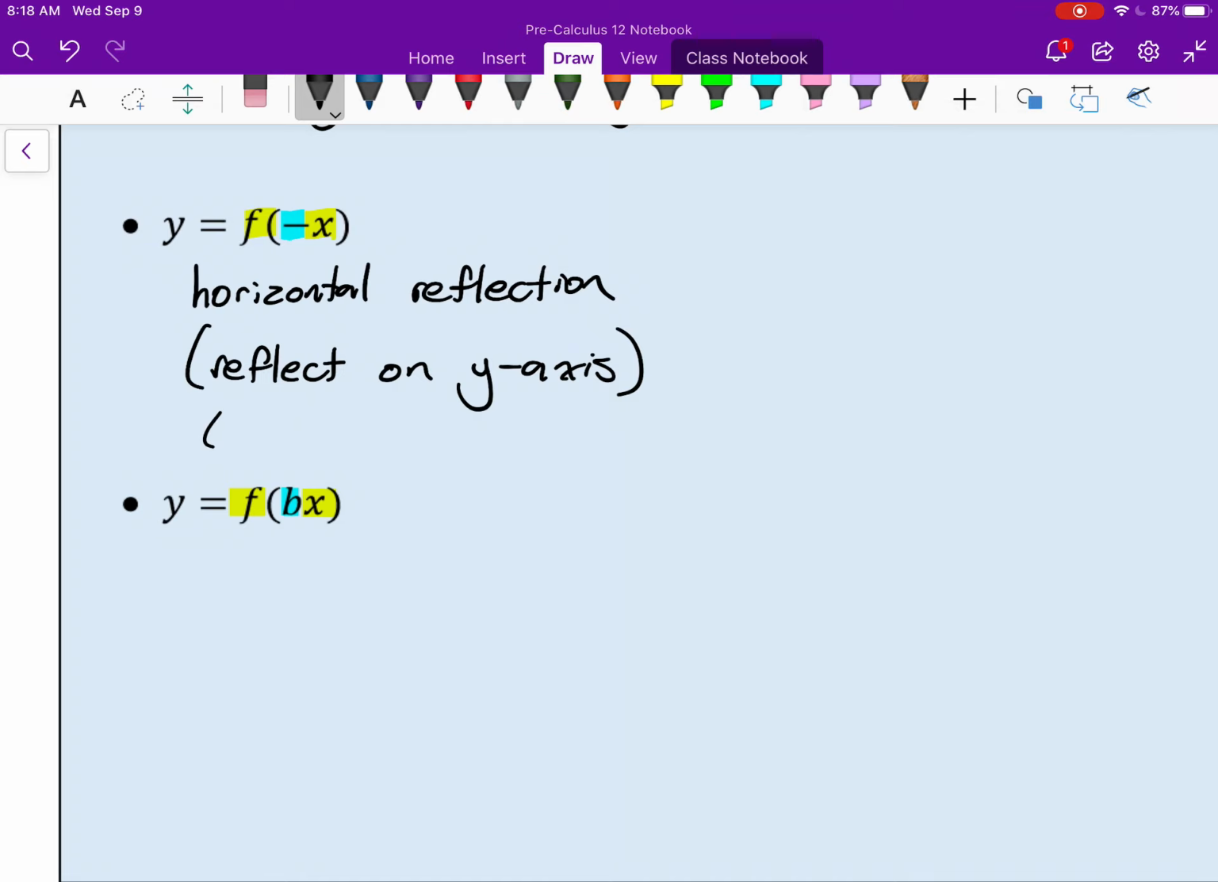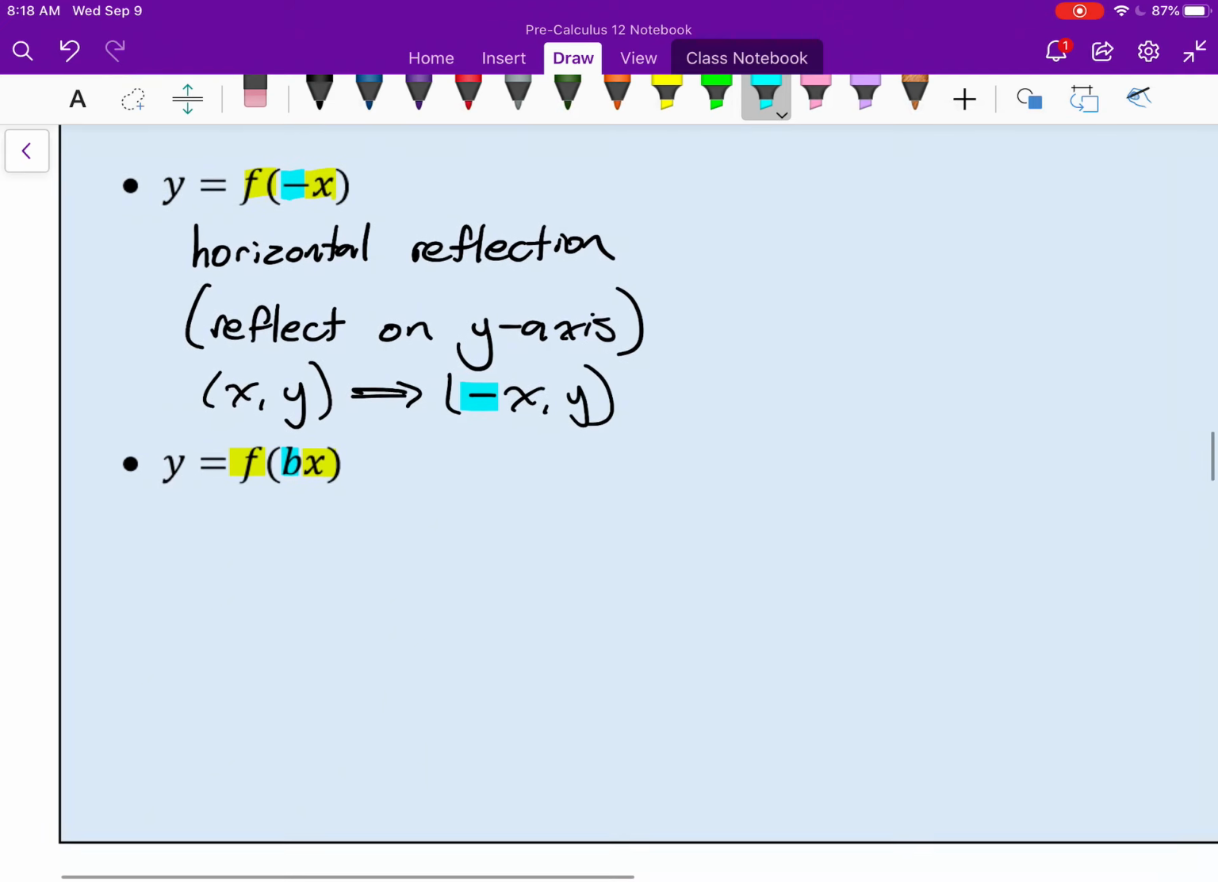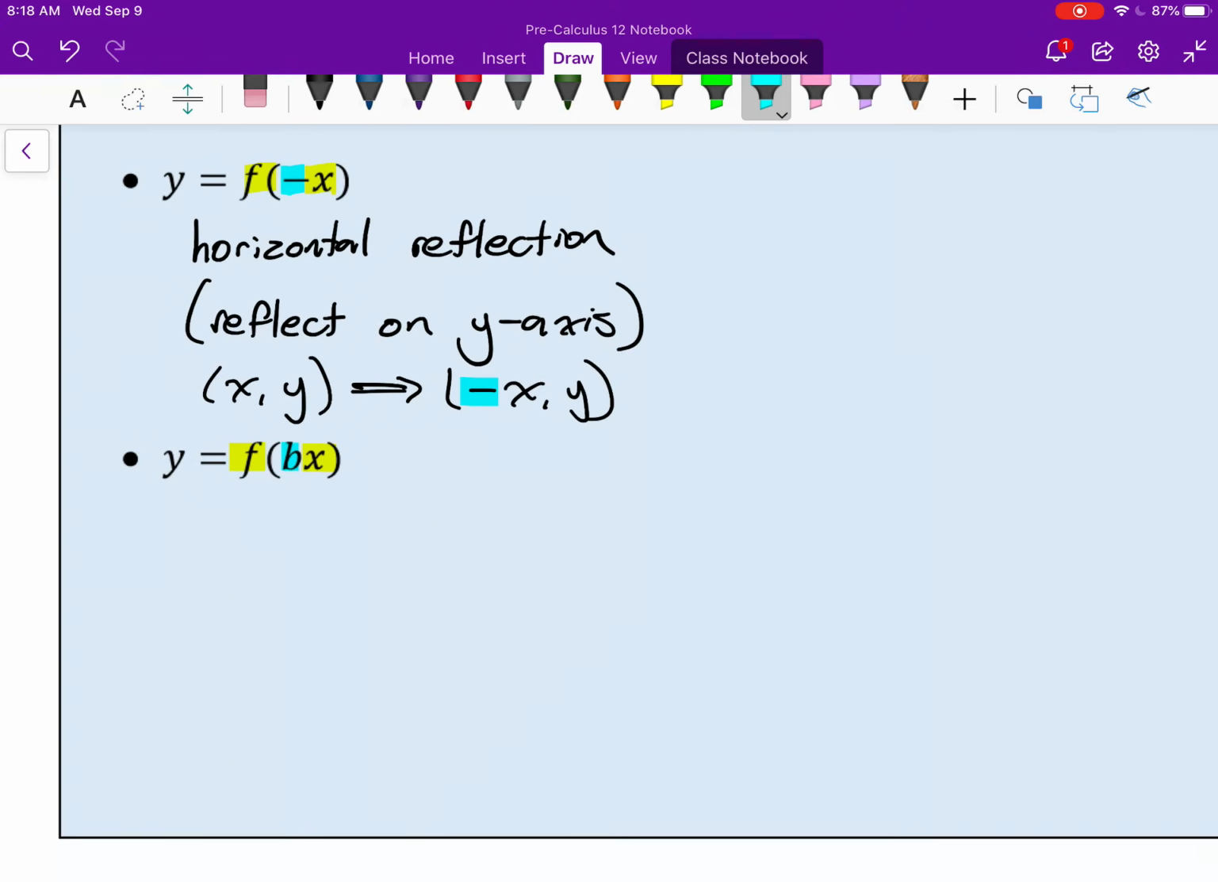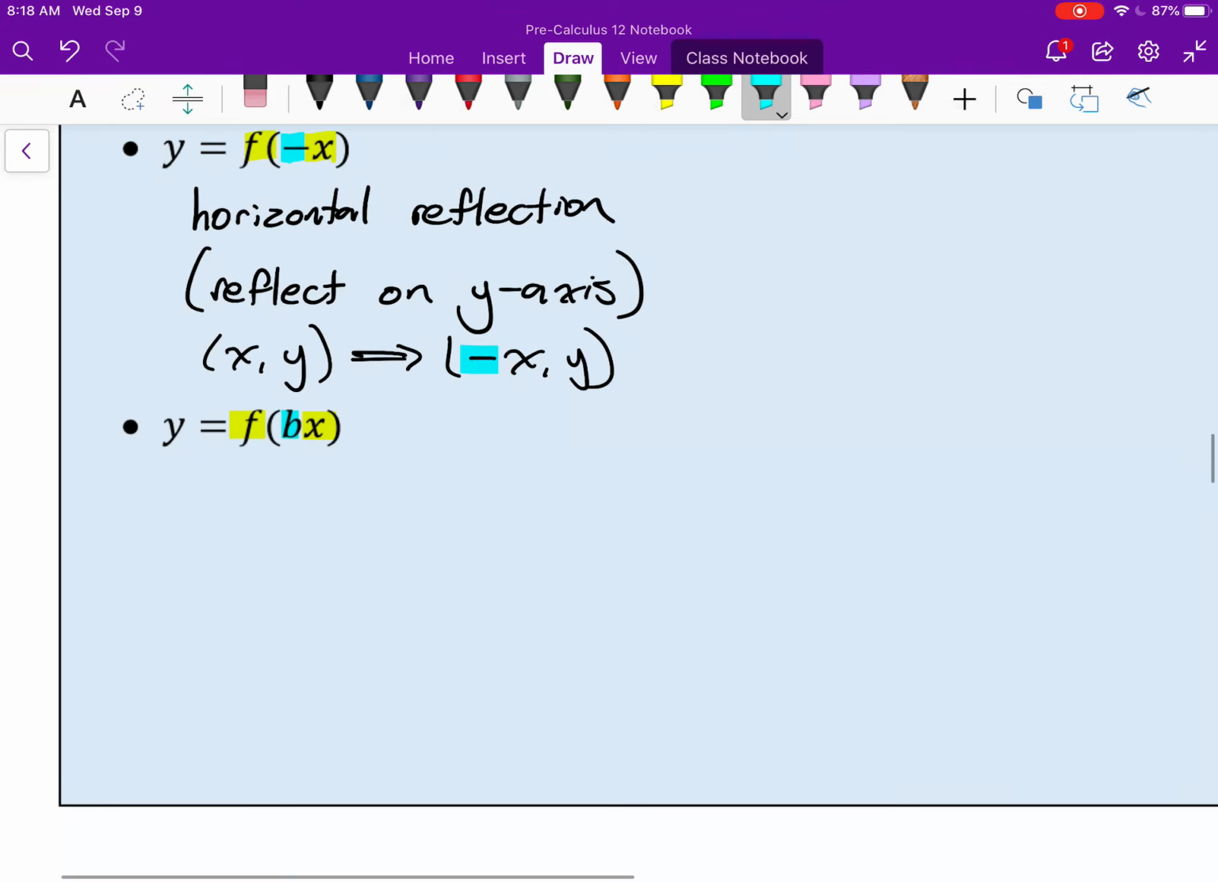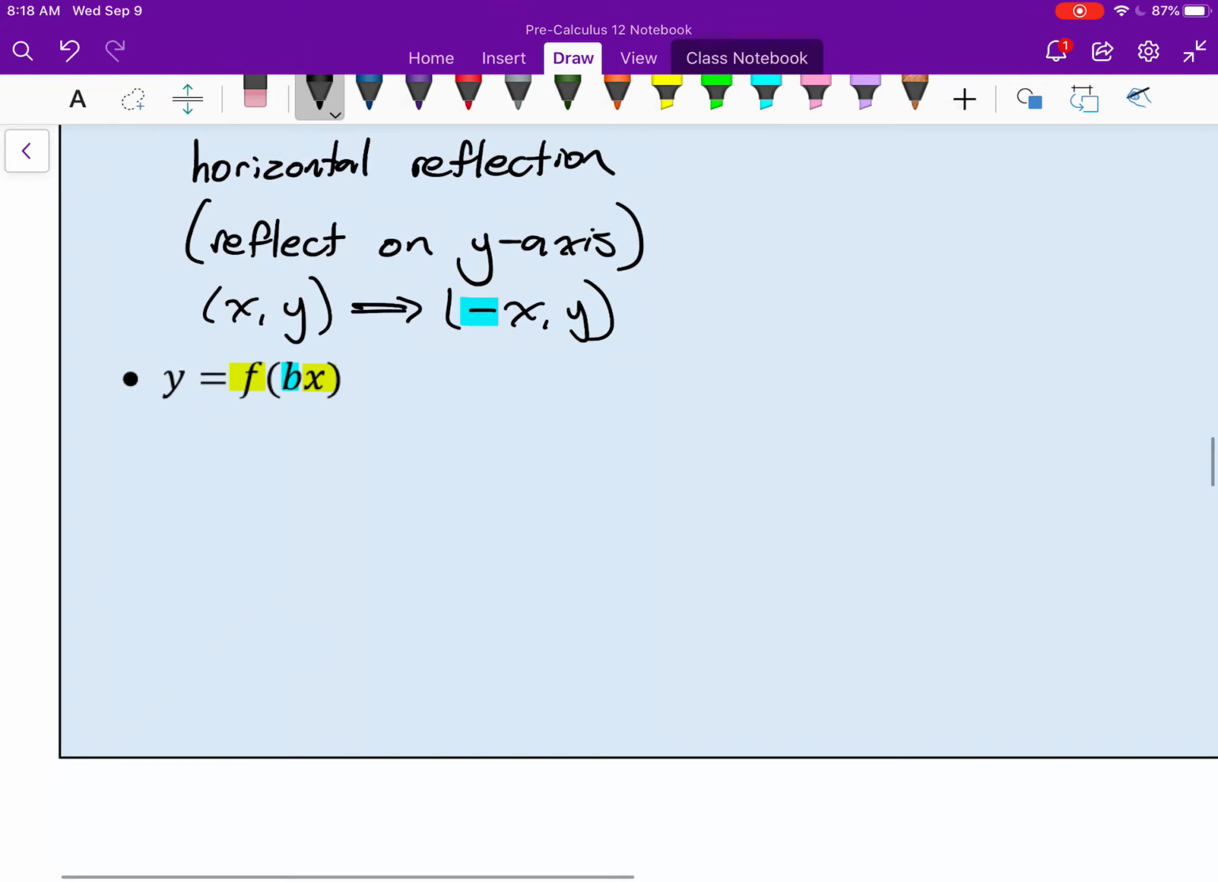In mapping notation, it looks like x comma y maps onto negative x comma y. Just the x coordinates change. All right. What if you're not just changing the sign of x, but you're multiplying by some number as well? There's this coefficient of b. Well, then that's a horizontal stretch.